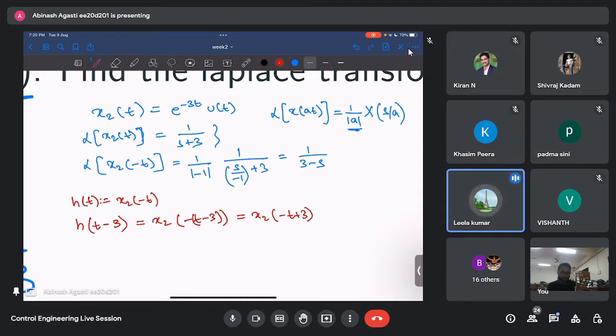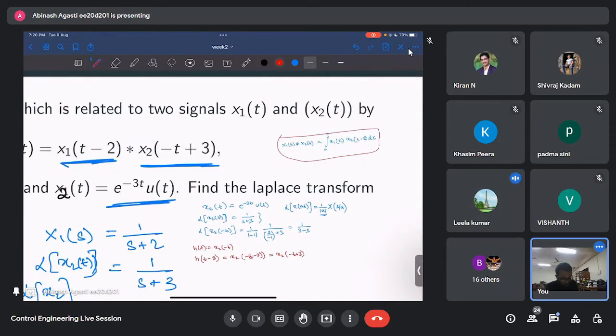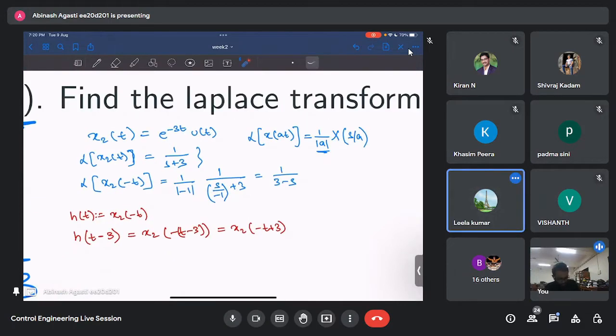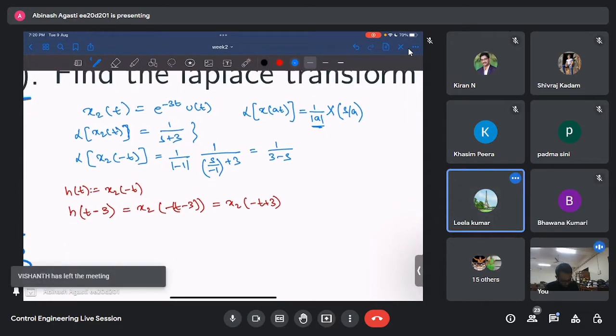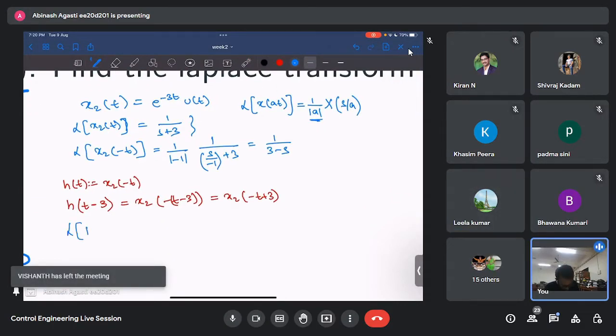Equation x of t. Hold on. Till this point it is clear? Yeah, clear. H of t minus 3 is x2 of this minus t plus 3. Now, that is the term we want to find the Laplace transform of. Okay? So now I want to find the Laplace transform of h of t minus 3.